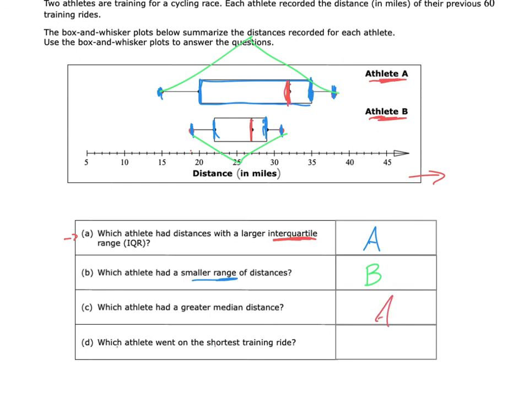Okay, then which athlete went on the shortest training ride? So what would tell us the shortest? Whatever the minimum number is on there. Okay, so the minimum number for athlete A was 15, minimum for athlete B was 19. So athlete A had the shortest single training ride. Okay, that's box and whisker plots. Watch this as many times as needed to understand this.